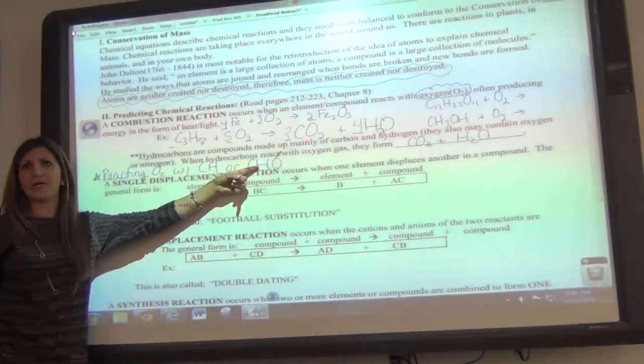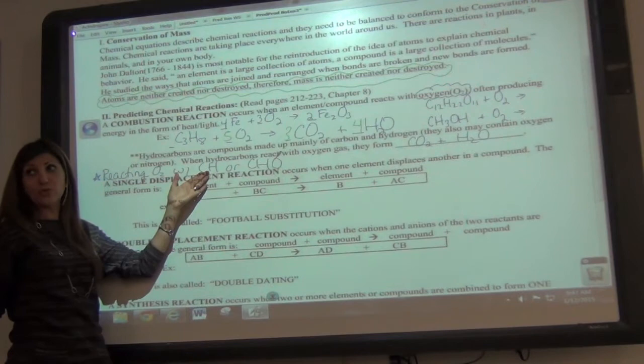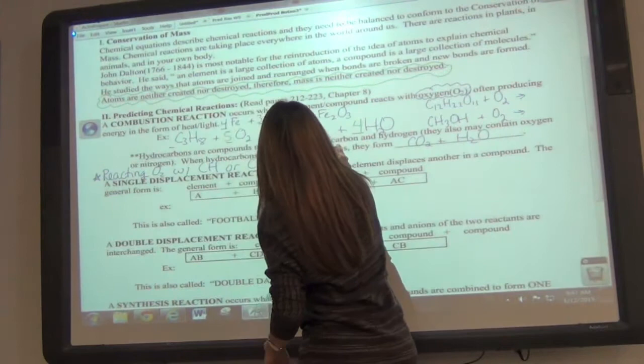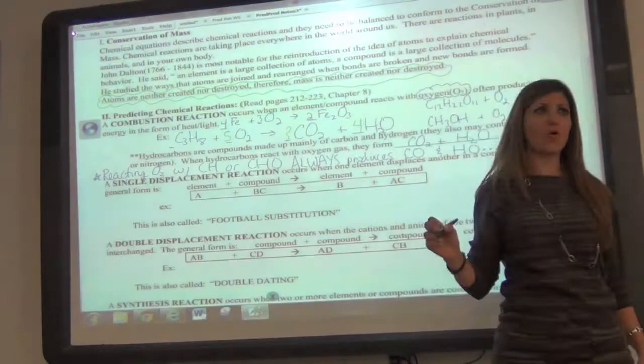But it doesn't have to be CHO, it could be like C6H12O6. Okay, it doesn't have to be CH, it would be like C2H6. Or maybe it's C10H22, so it can be a whole different CH compound. Always, in all caps, always produces CO and HO. And then we're going to say it 3 times. We're going to say CO and HO, CO and HO, CO and HO.